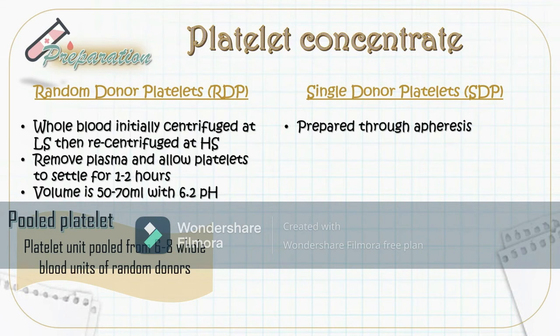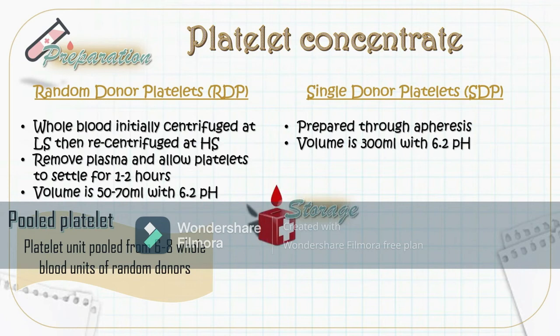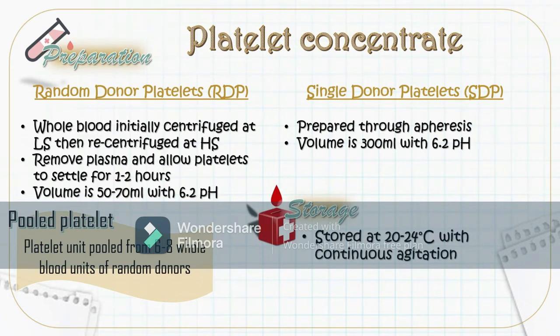Single donor platelets are generally indicated for patients who have become unresponsive to random donor platelet concentrate therapy, particularly because they have already developed alloimmunization resulting from multiple transfusions of random donor platelet units. The volume for single donor platelet unit is approximately 300 ml and should also be maintained at a pH of 6.2 or higher. For storage, remember of course that our platelet concentrate should be stored only at room temperature with continuous agitation for approximately 5 days, which is the shelf life for these units.